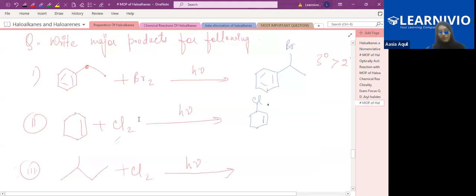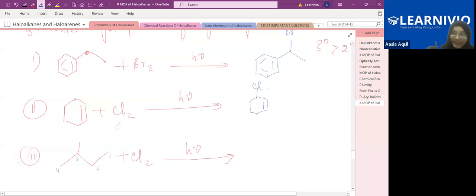Suppose this is the first, second, third, and fourth carbon. Which carbon will you attach it to? The third carbon. Why? Because it's 3 degree. Yes, very, very good. That's why I told you to revise the notes. In the previous class, as I told you, now what is the order? The order will be benzylic, after that allylic, then 3 degree, 2 degree, 1 degree.